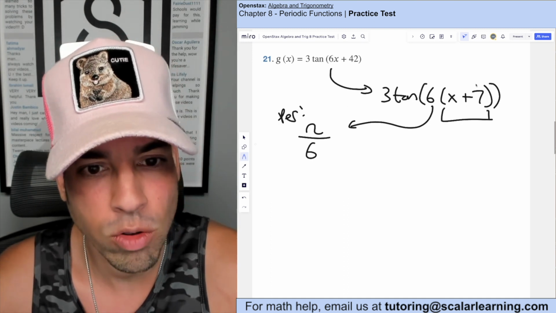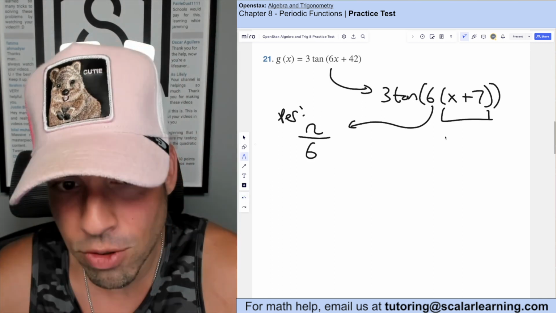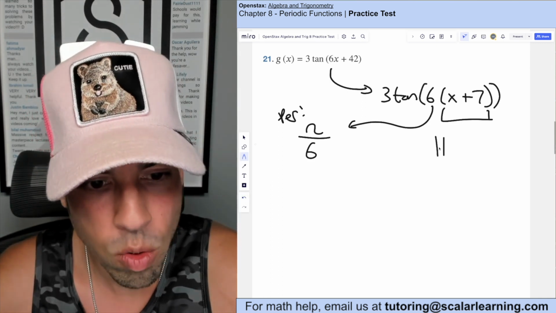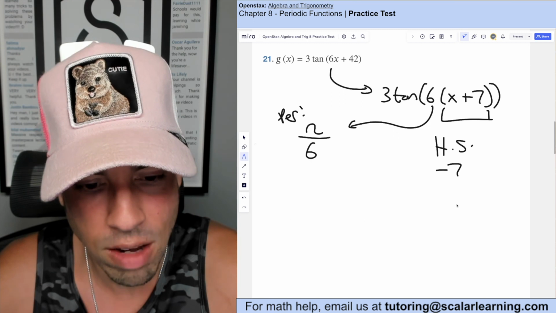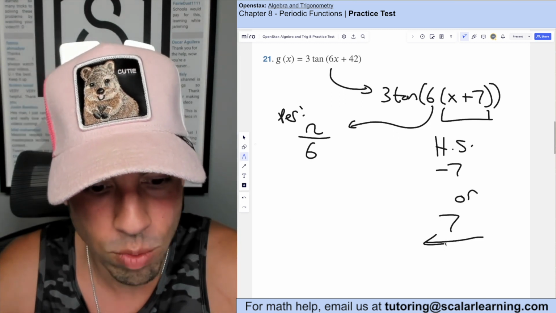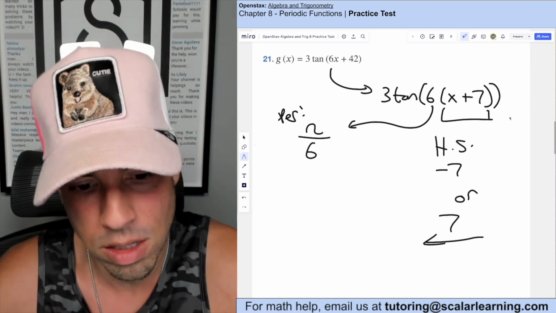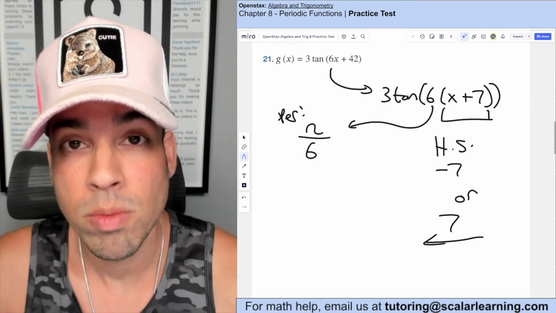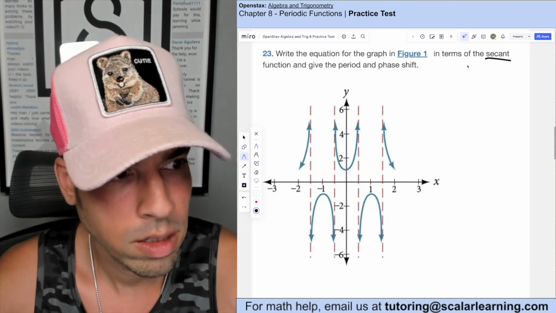And then the horizontal shift is from this value after you've factored. So you could say the horizontal shift is -7, or you could say it's 7 to the left, right? When it's plus, it's to the left. When it's minus, it's to the right. So that's how you do it. Boom, done. So we're going to write this as a secant function.